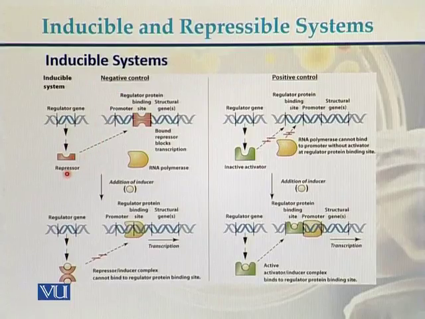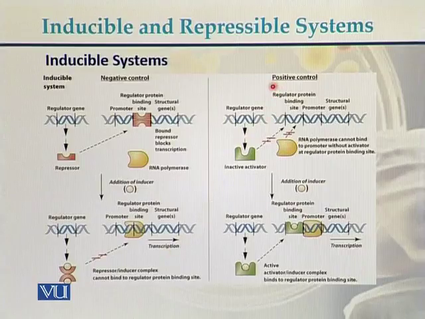When the repressor binds to the regulatory protein binding site, the bound repressor blocks the transcription. So there will be no production of the messenger RNA. On the other hand, when there is an activator, the repressor will no longer bind to the DNA sequence and the RNA polymerase can produce the messenger RNA. So this is an example of the negative control.